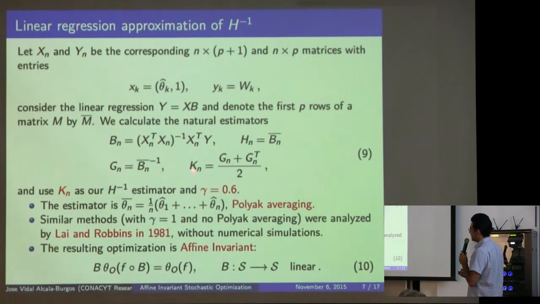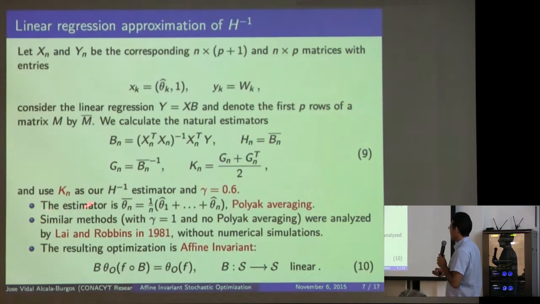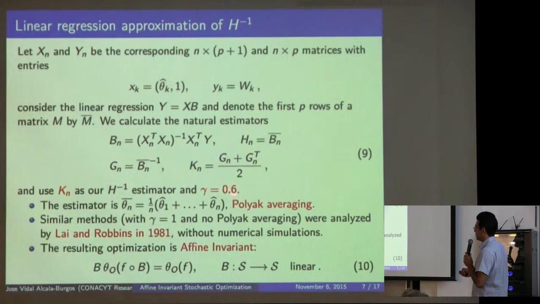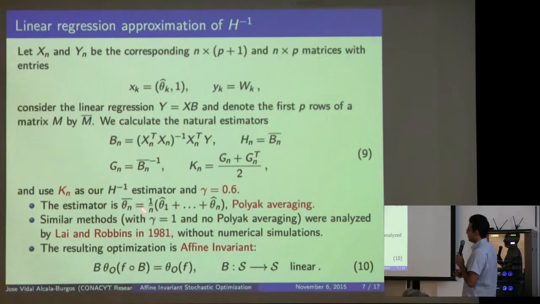So this Kn, this is our estimate for the inverse of the Hessian, right? So we use it as our estimator. And we do something a little bit different. We take steps which are not of the form 1 over n, but are instead of the form 1 over n to the gamma, where gamma is 0.6. And finally, we do one averaging of our estimates. And this theta n will be the actual estimate of the parameters.